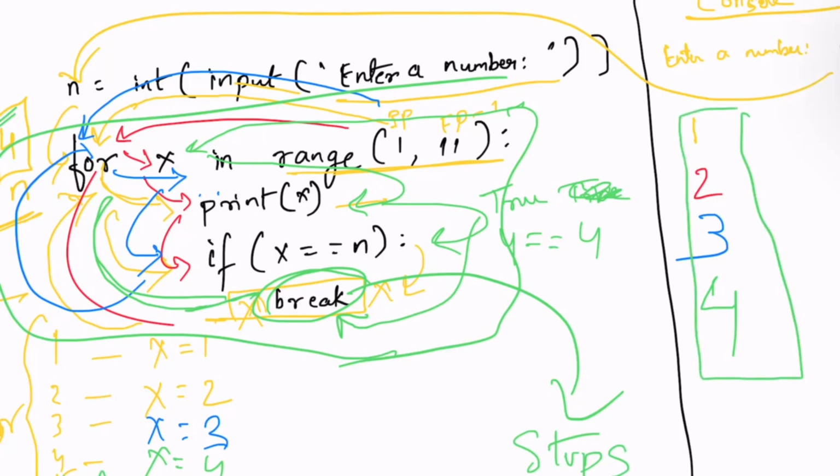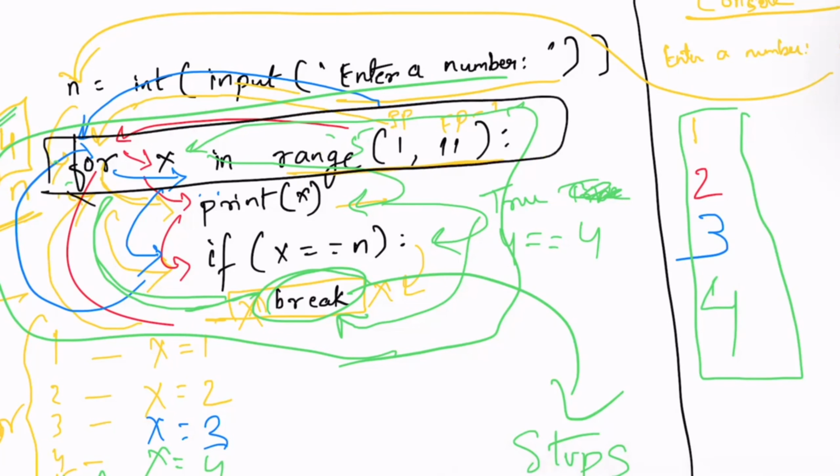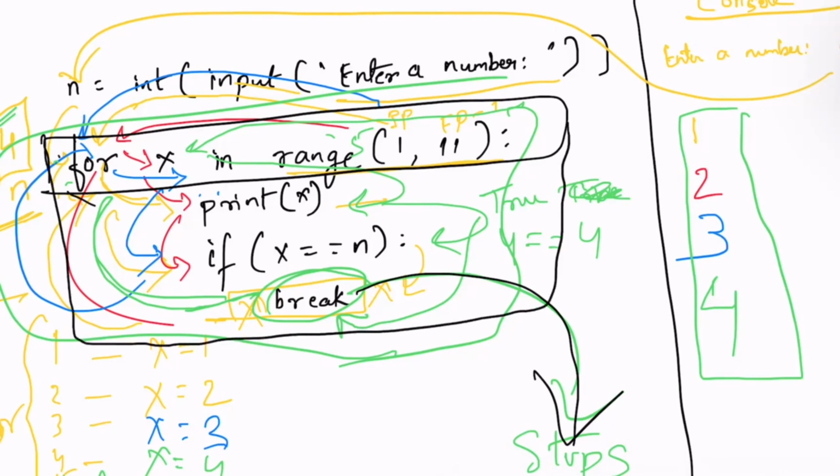It won't go to 5, since range is ready to provide the 5th one here, but it won't go because the for loop is no more valid now. This break statement just broke out of the loop for this for block. This is the for block. It came out of the for block.